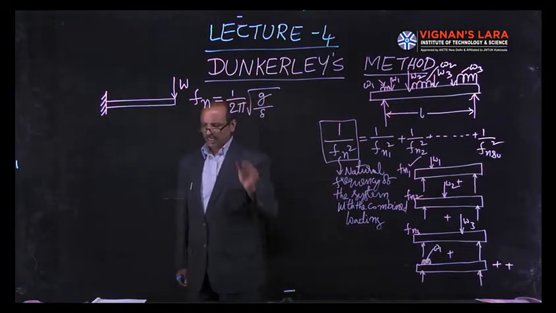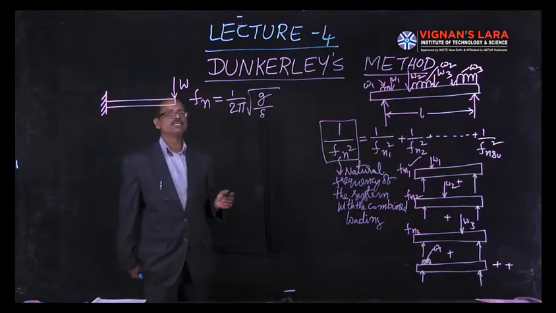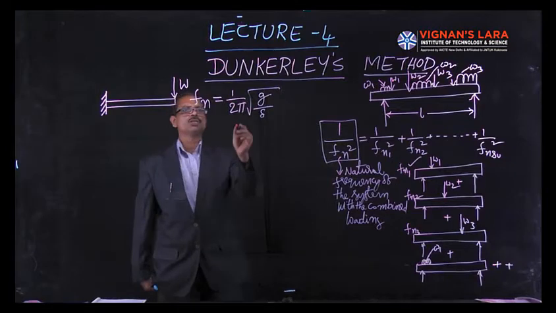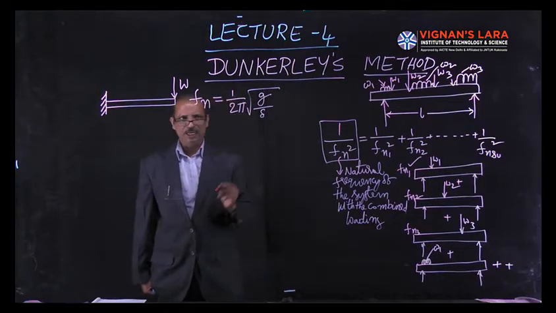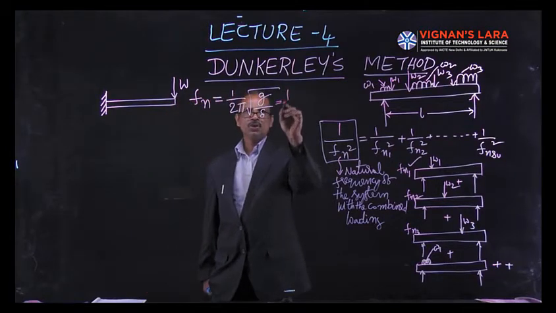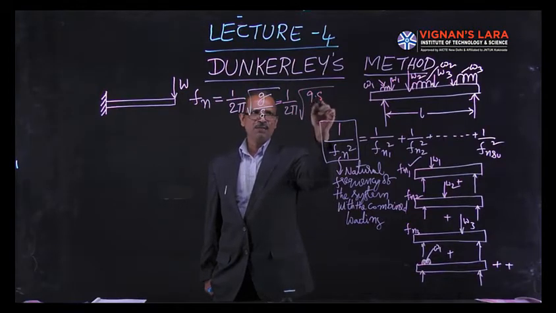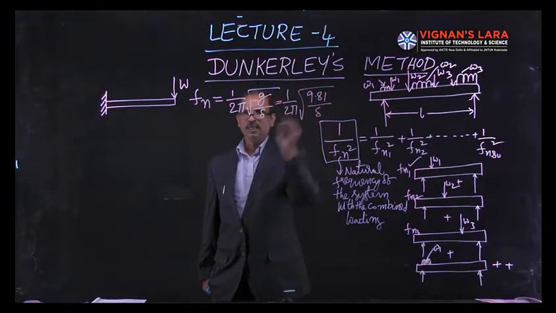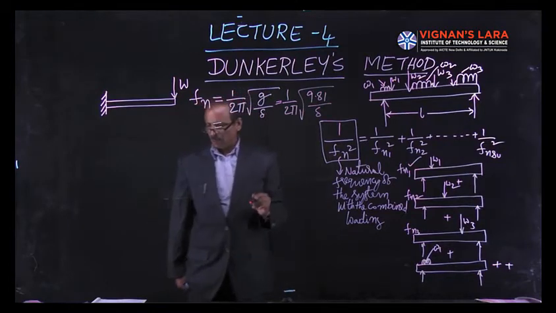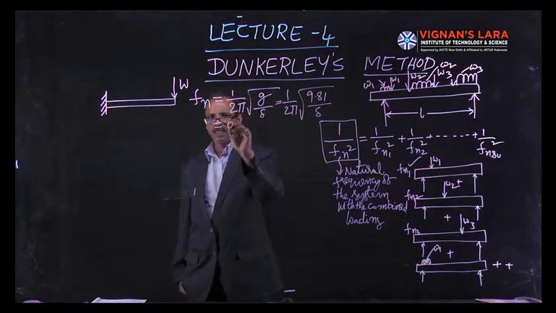If you look at here, Fn for point loads is 1 by 2 pi root g by delta. If you substitute g equal to 9.81, then you get this as 0.4985 by root delta.